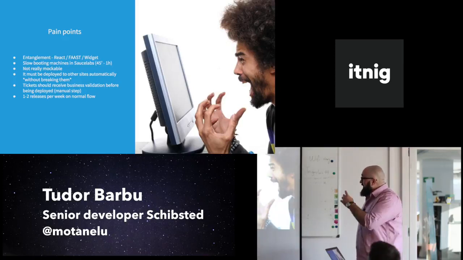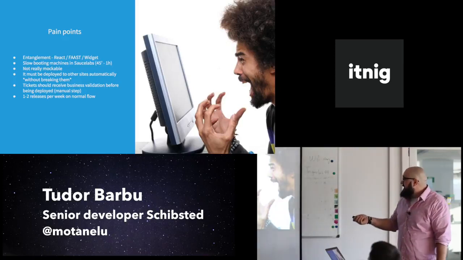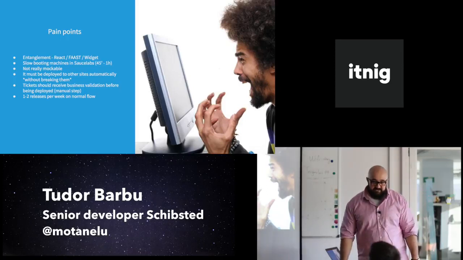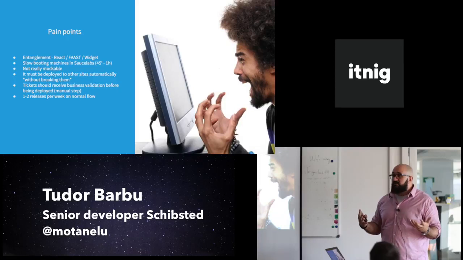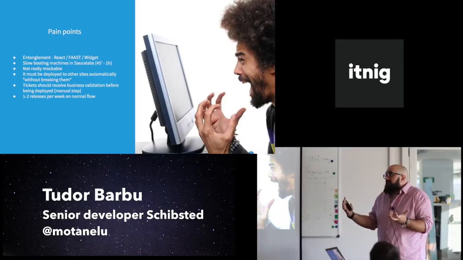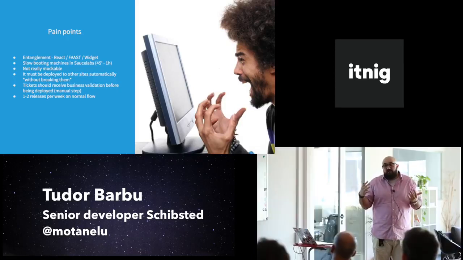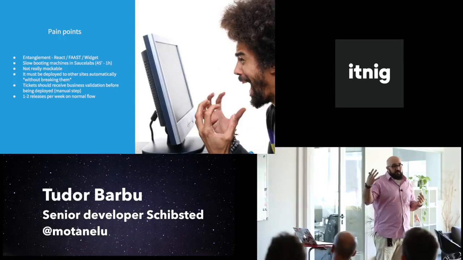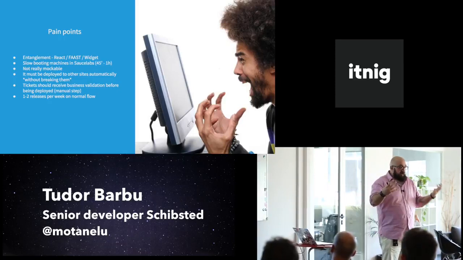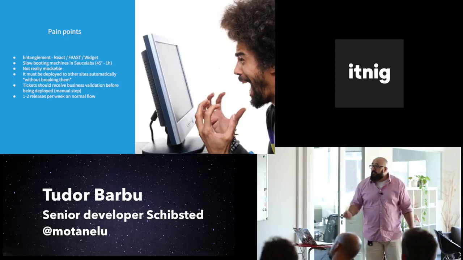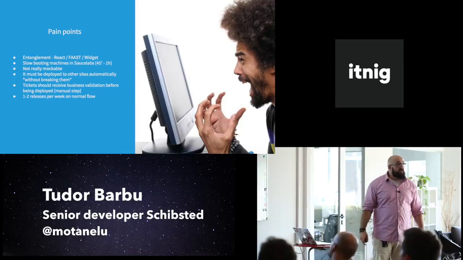So we had some major pain points. First of all, as I said, the entanglement: React, Fast, widget. This created a lot of edge cases and a lot of things that you can't really mock. Because if we were to mock the Fast API and the widget's API, at some point, the whole work would be to just keep these APIs in sync or keep the mocks up to date. We also use Sauce Labs. Are you familiar with Sauce Labs?